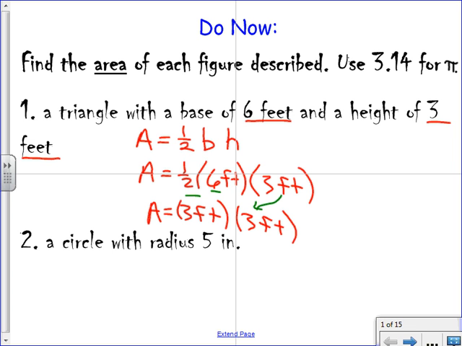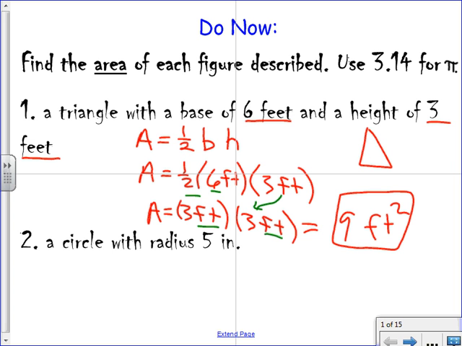3 times 3, everyone knows, is 9. Notice we have feet times feet, and since we are talking about area, that is measured in square units. So it's 9 feet squared. That is our area of this triangle, which has a base of 6 feet and a height of 3 feet. And we are done.